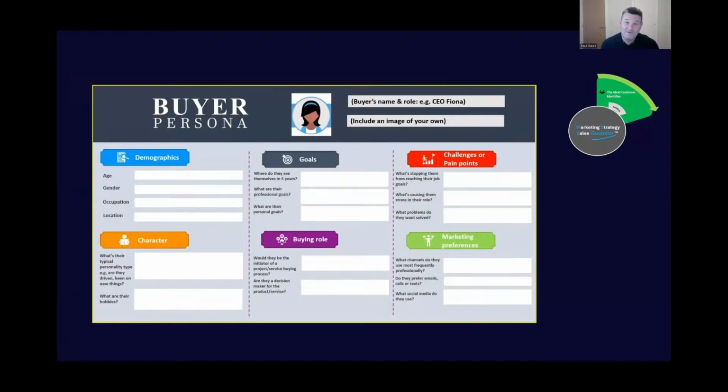So here is an example of the persona template that I use with my clients. As you can see, it's a comprehensive representation of your key customer targets.